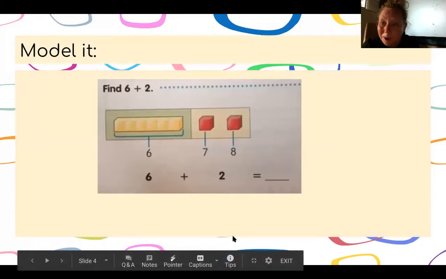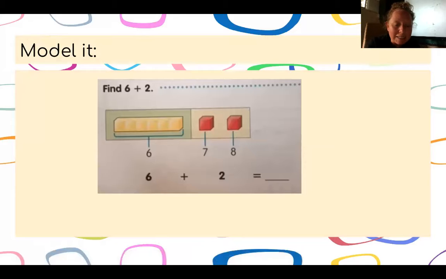So first, I'm going to model this. Look at the picture on the screen. It says find 6 plus 2. Now, some of you might already know the answer just like that, and that's okay. But remember what our clear learning target says. It says that we are going to use the count on strategy. So let me model the count on strategy.